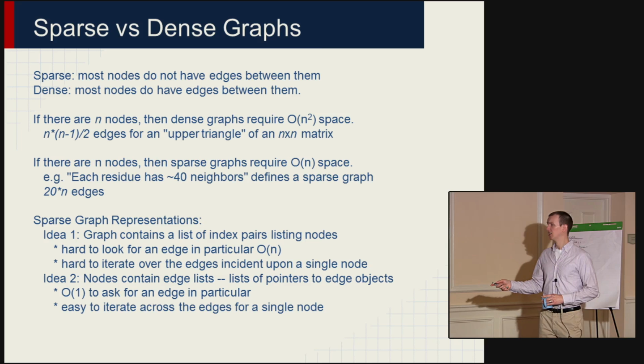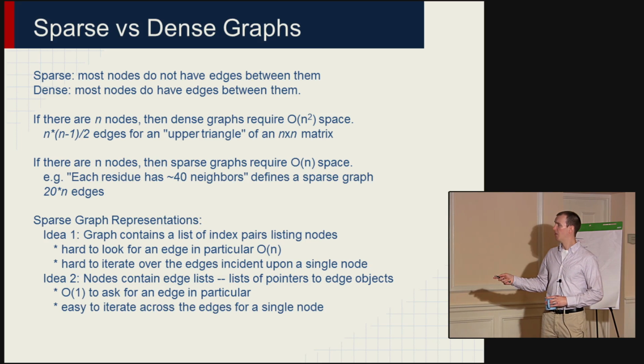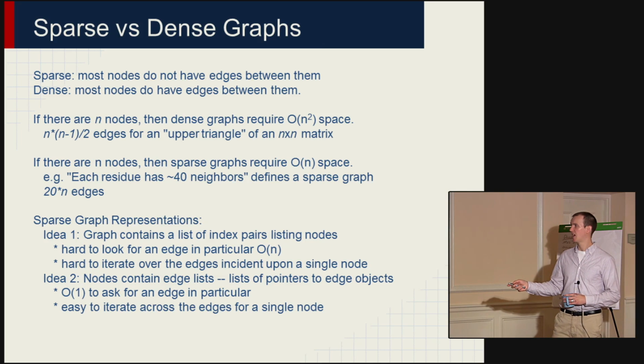So if there are, let's say, n nodes in a graph, then a dense graph might require order n squared space. So the maximum possible number of edges, if you had a fully connected graph, would be n times n minus 1 over 2. This is sort of the number of entries in the upper diagonal of a table, the upper triangle, I should say.